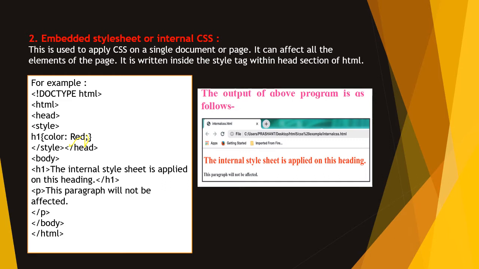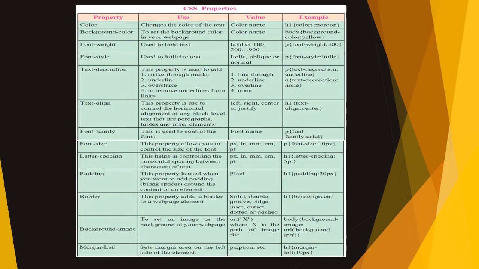As color is red, that H1 content is displayed in a red color. So simple. You can copy this program and execute it, and please save all these programs so that we can make our assignments by using this multiple program. Next, now here's the chart for cascading style sheet properties.